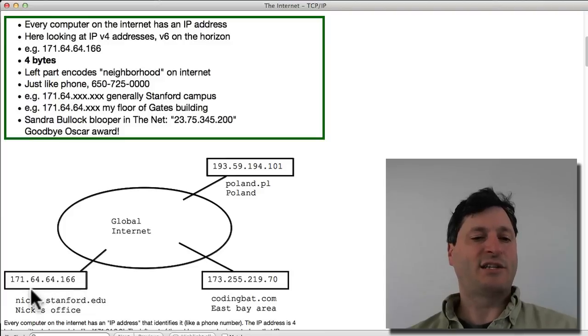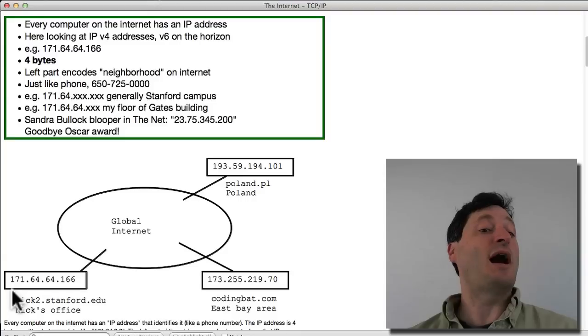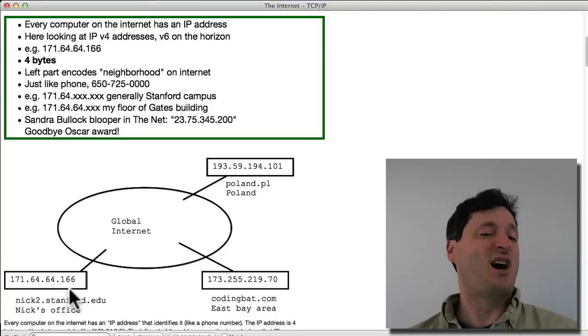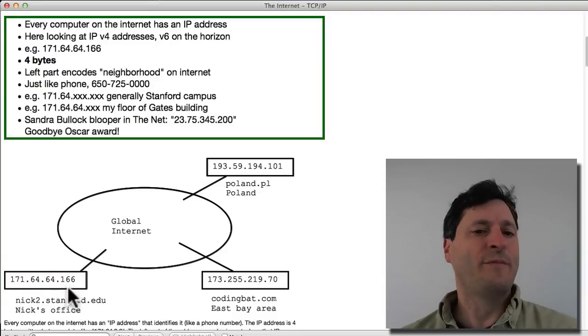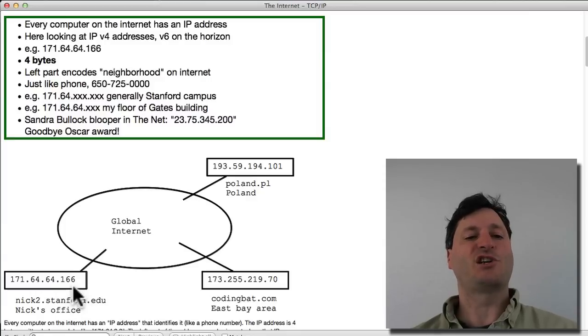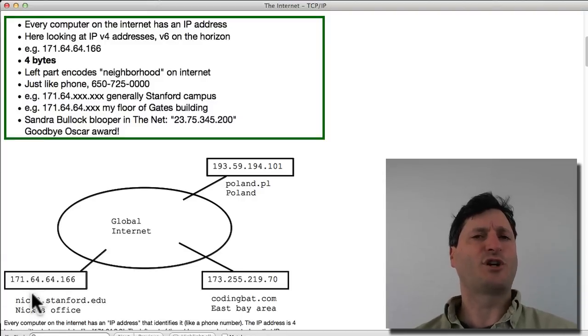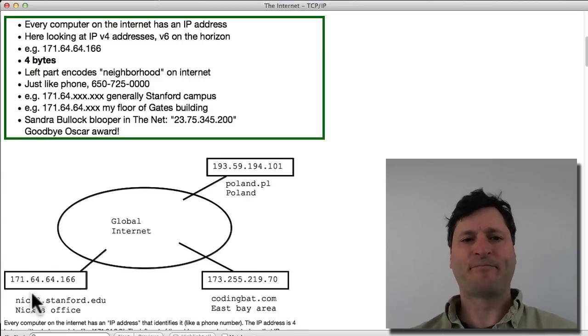Another thing to know is that the left part of the address roughly indicates the neighborhood. For example, the Stanford campus is generally 171.64.something. In my building, it's 171.64.64.something. So the office next to mine might have a computer with an address 171.64.64.164. Locally, just the right number changes, and the left part indicates more where this thing is on the internet. It's like phone numbers, in the way that you have the country code and the area code. You can't just pick them out of the air. They indicate where that number is.